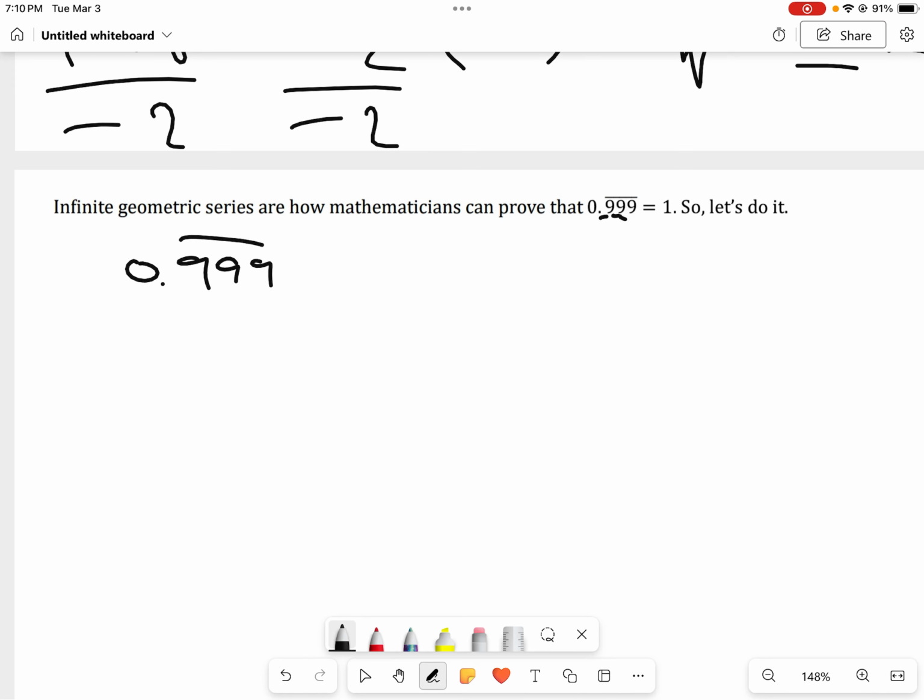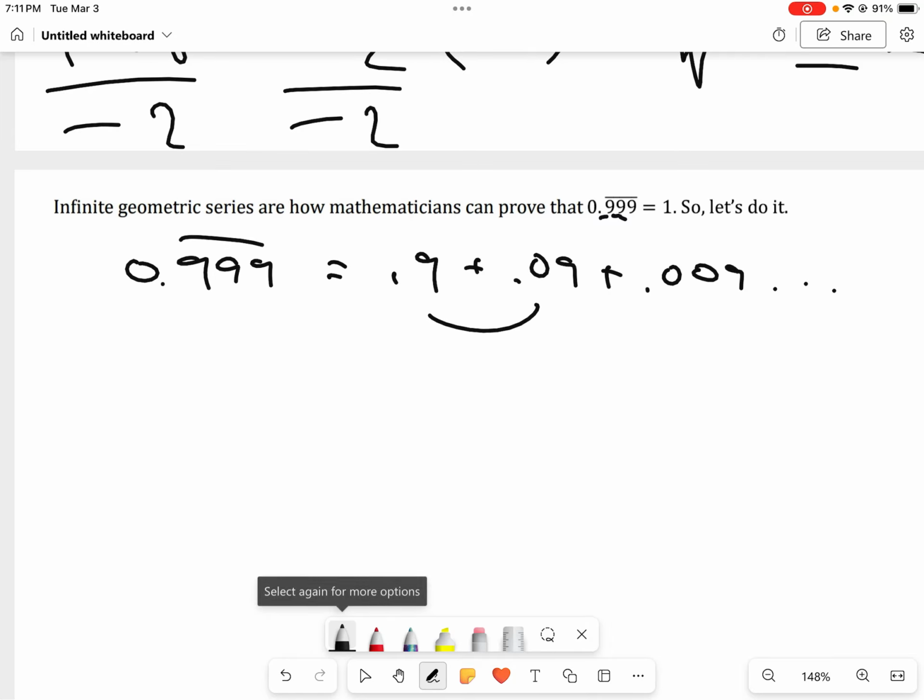0.999 repeating is just 0.9 plus 0.09 plus 0.009, and that kind of repeats. So you're pretty much adding 0.09. Sorry, you're multiplying each value by 1/10. So this is essentially what you're doing to each value. So that's for a geometric sequence. Obviously, your r value is 1/10.